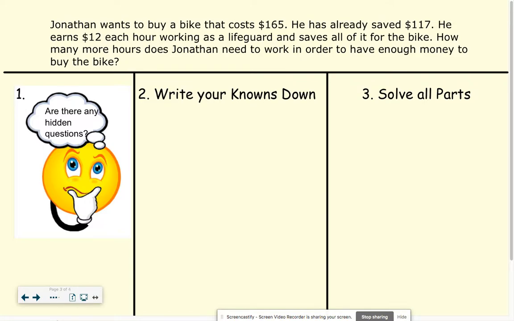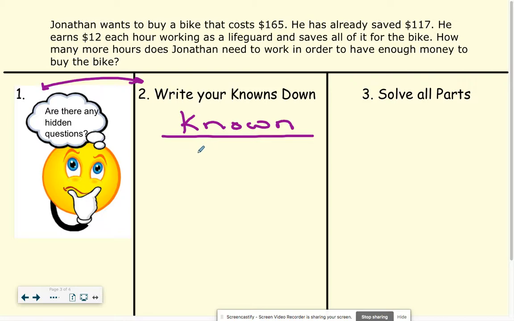So, the first thing we're going to need to do is find out if we have any hidden questions. Sometimes the order of these two steps can be interchanged. I like writing my information down before I come up with my hidden question because sometimes when I find what goes together in my knowns, I can come up with what is missing of information I need.